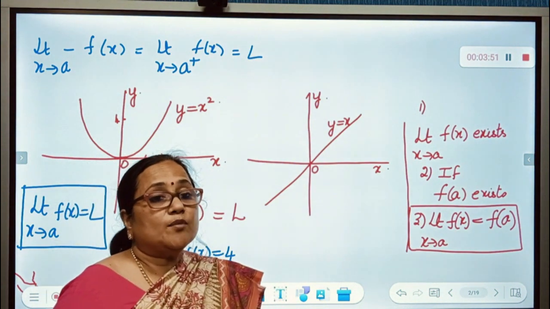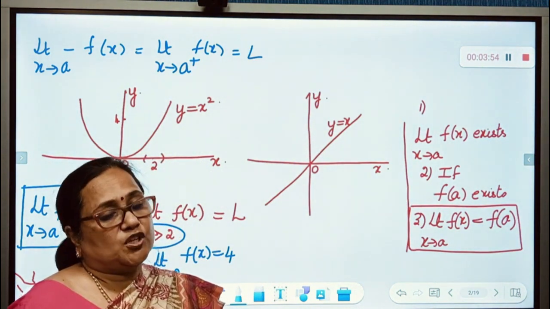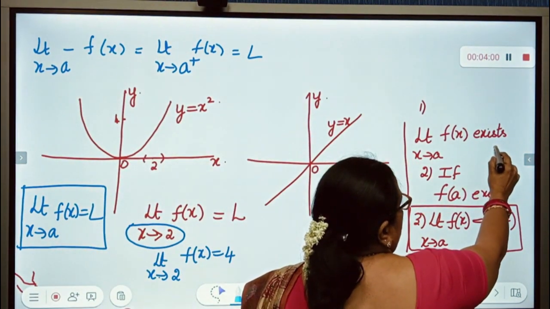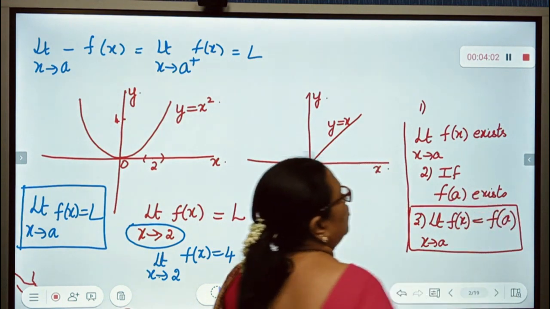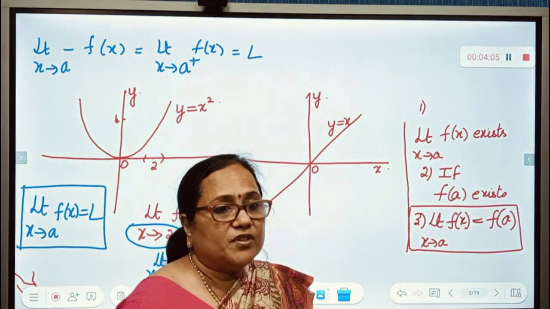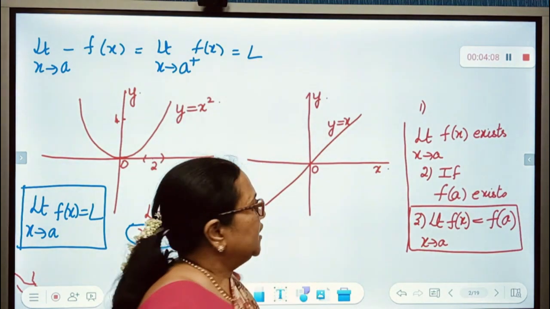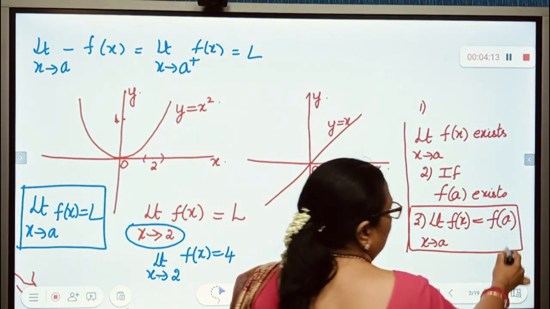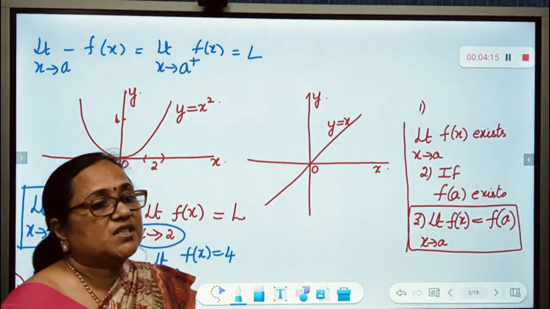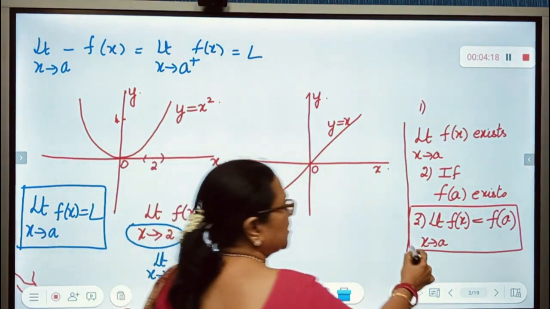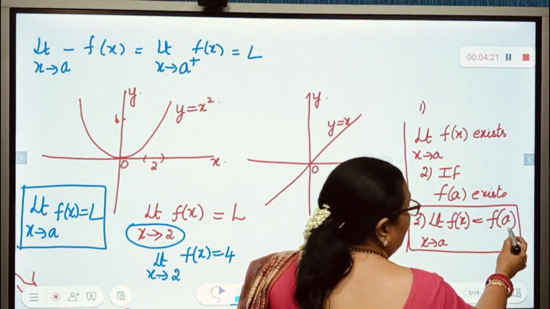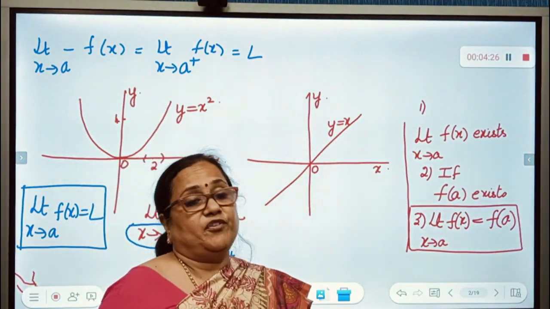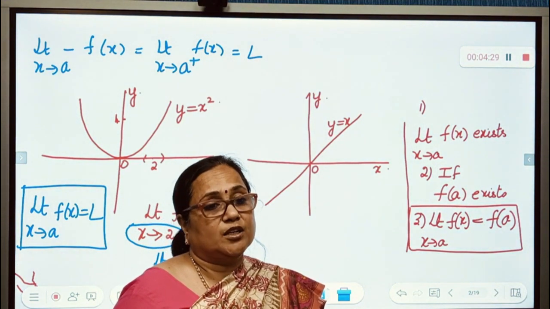Now, let us look at a more rigorous or mathematical definition of continuity. If limit x tends to a of f of x exists, and if f of a exists, what is f of a? The value of the function at x equal to a. If the limit exists and is also equal to the value of the function at x equal to a, then we say f is a continuous function. So limit x tends to a of f of x should exist, f of a should exist, and limit x tends to a of f of x must be equal to f of a. Then we say f is a continuous function.